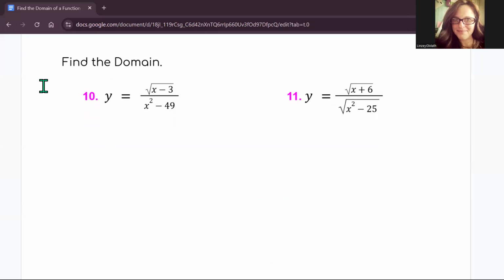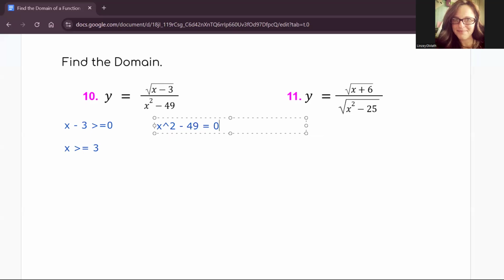Number 10. I see in the top we've got a square root, so we need to make sure that x minus 3 is greater than or equal to 0. So when x is greater than or equal to +3, the numerator we can evaluate. How about the denominator? The denominator cannot equal 0. So let's find when the denominator is equal to 0.